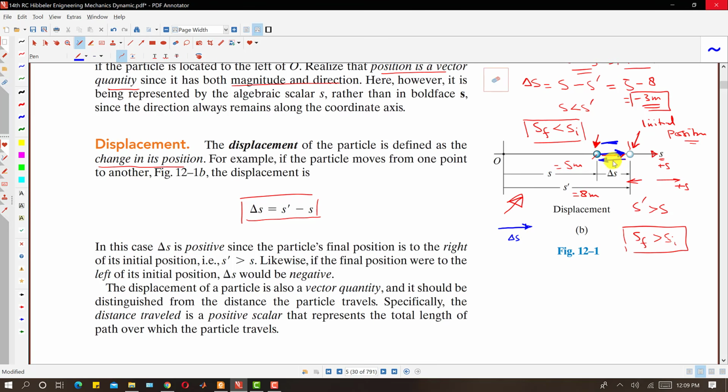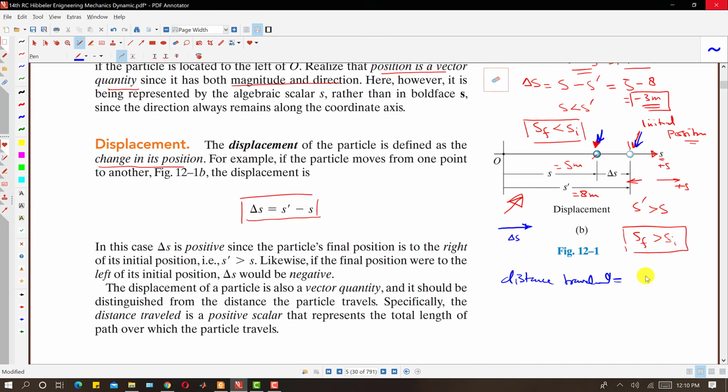And in the second case, this is the vector representation of the displacement. Displacement is a vector quantity, and it should be distinguished from the distance the particle travels. If this is the initial position and this is the final position, and we want to find the distance traveled by this particle, the distance traveled will always be positive.